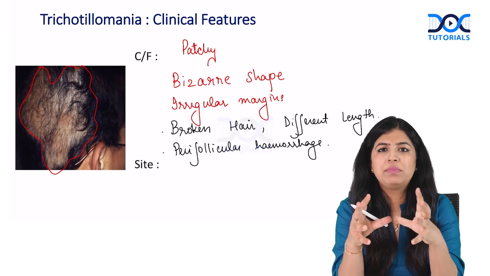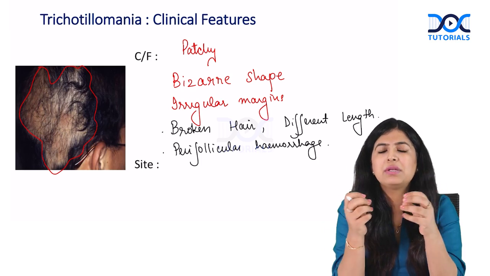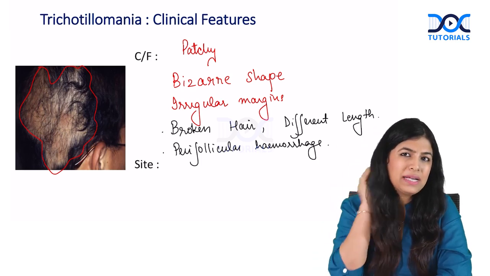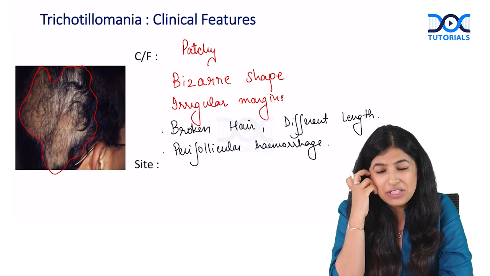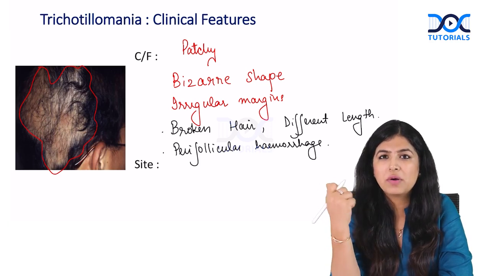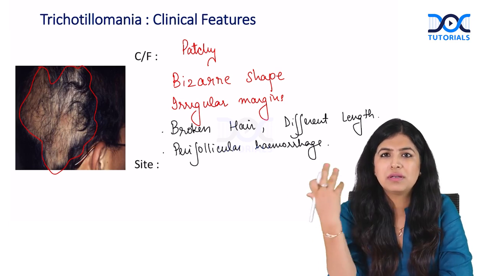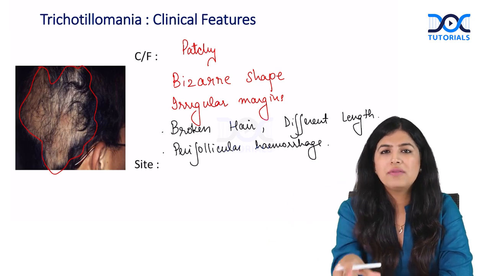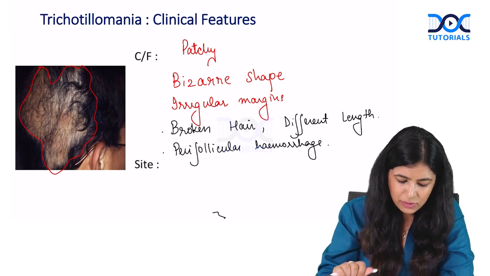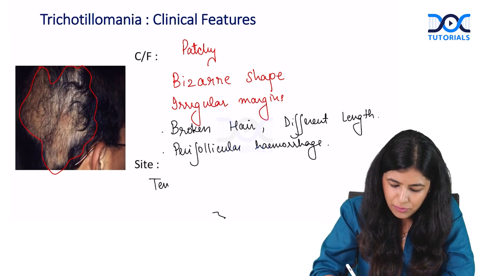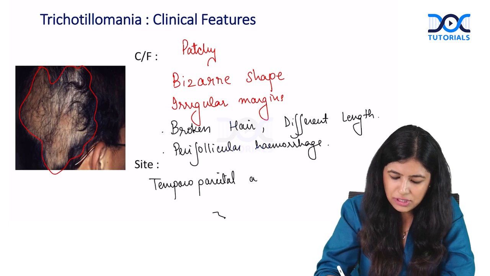So a bizarre shaped lesion with irregular margins. It has broken hair of different lengths, perifollicular hemorrhages, and most commonly it is on the temporoparietal area. It is a quite nice clinical scenario of trichotillomania, and the patient may be suffering from a stress or an anxiety disorder. They may not admit to pulling out the hair, but your clinical suspicion and taking history from the guardian, all of these will take us towards a diagnosis of trichotillomania. Just remember the most common site, as you can see in the image here, is the temporoparietal area, because this is generally most accessible to the patient.